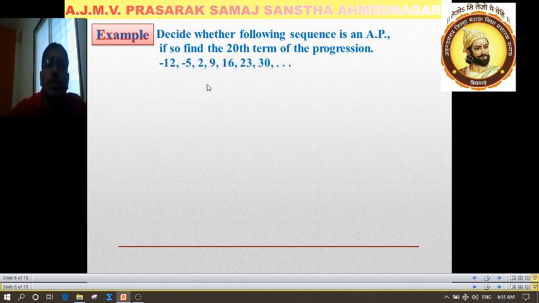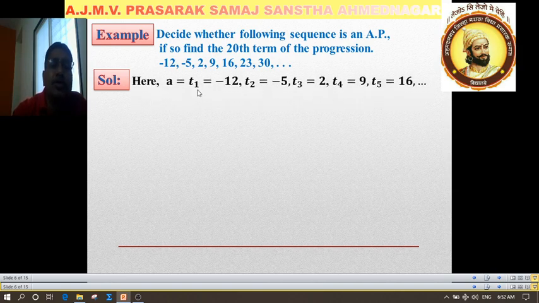So the arithmetic progression sequence is -12, -5, 2, 9, 16, 23, 30 and so on. Solution. Now you know what is meant by arithmetic progression. If the difference between any two consecutive terms is a constant, then that sequence is an arithmetic progression. So check whether the difference is constant or not.